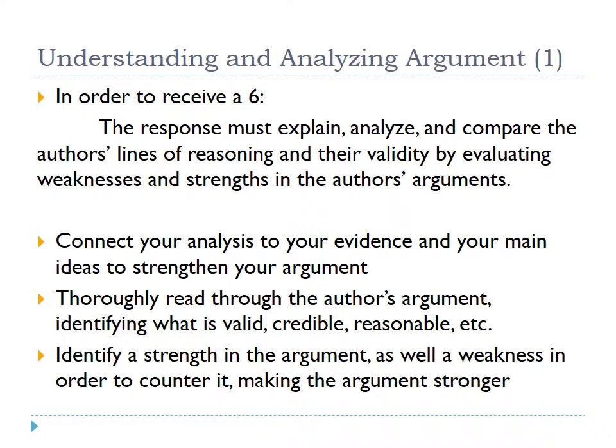So the next part of the rubric is understanding and analyzing argument 1. In order to receive a 6, the response must explain, analyze, and compare the author's lines of reasoning and their validity by evaluating weaknesses and strengths in the author's arguments. You should always make sure to connect your analysis to your evidence and your main ideas to strengthen your argument. Therefore, you should always read through the author's argument, identifying what is valid, credible, and reasonable. Therefore, identify the strengths in the argument as well as the weaknesses in order to counter it, making the argument stronger.